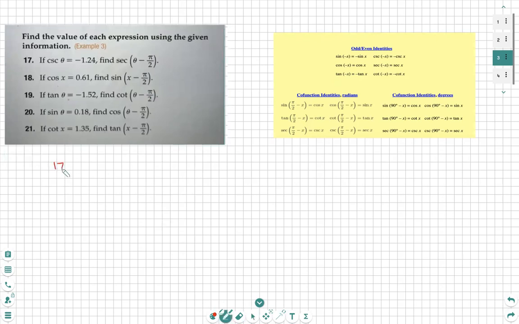Number 17. If cosecant of theta is equal to negative 1.24, find the secant of theta minus pi over 2. Well, what we do know is that the secant of pi over 2 minus x is equal to cosecant of x. So what we're going to do is rewrite this equation so far and then pull out a negative.